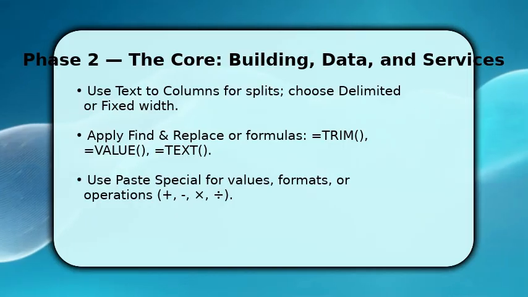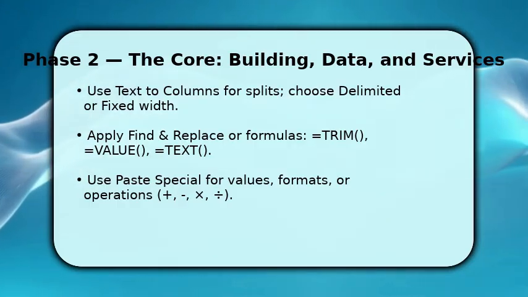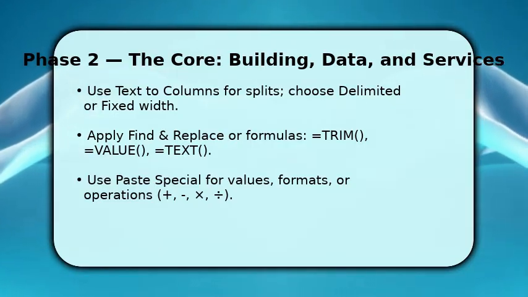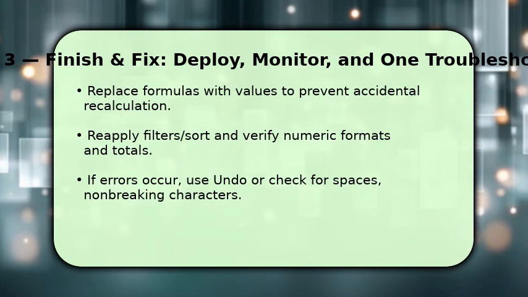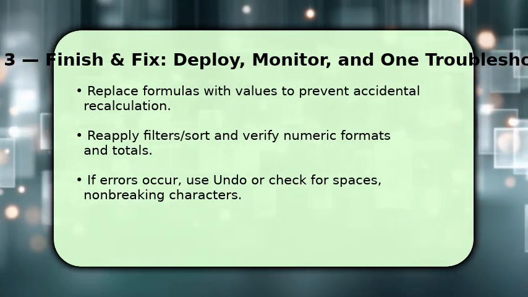When finished, use paste special right arrow values to fix results, or paste special right arrow multiply to apply a conversion factor. Make sure to double-check header alignment and formats. To finish, replace formulas with values if you want a static column. Select Copy, then paste special right arrow values.